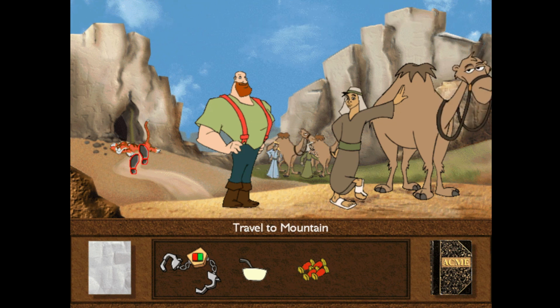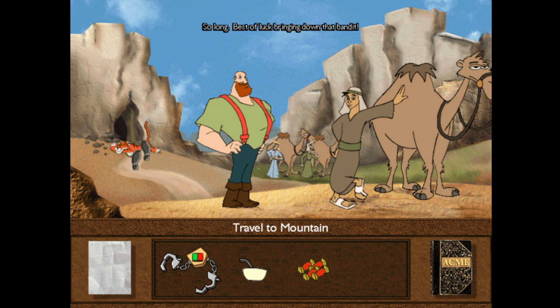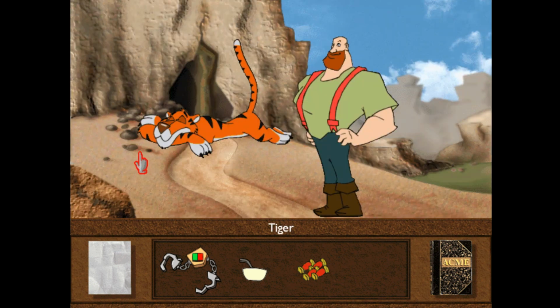Yeah, that's interesting. I click on the caravan, he says the exact same thing he said when he first appears. So I guess now we'll have to find the thief around here. Best of luck bringing down that bandit. Long final stop.